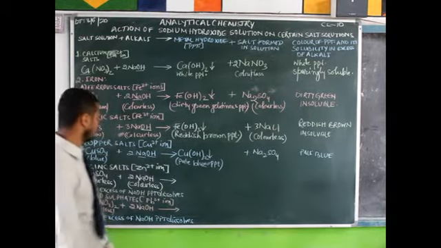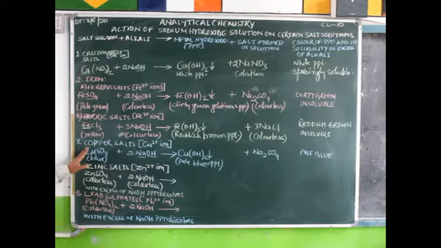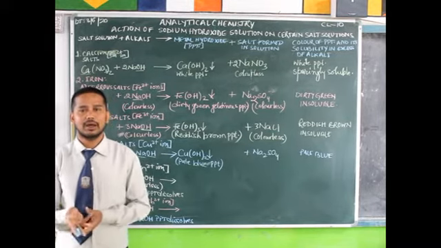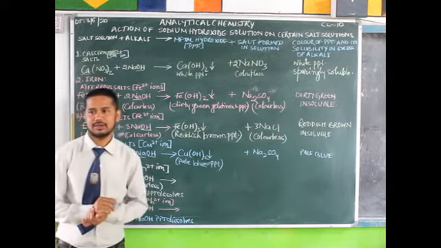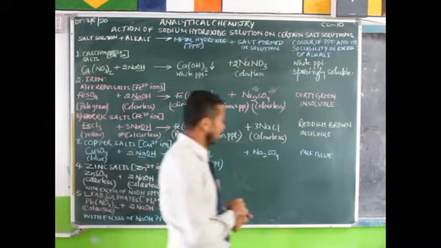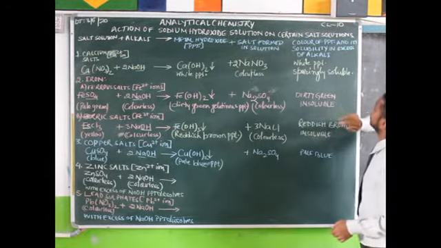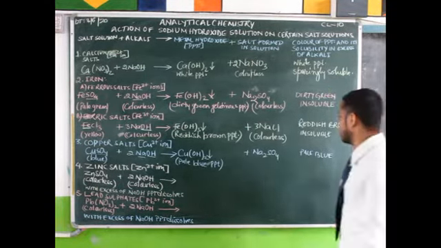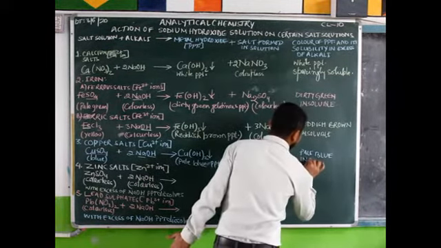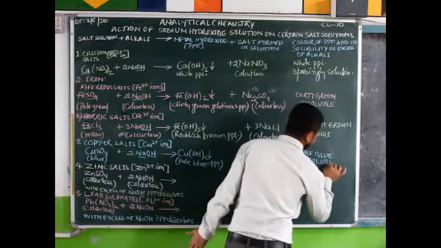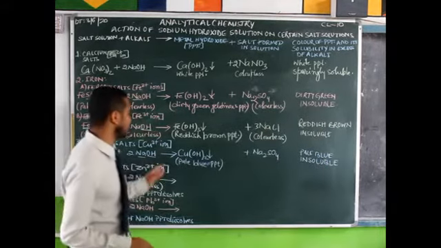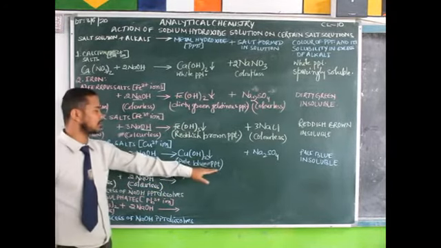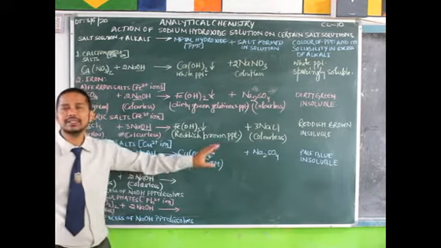Pale blue. Okay. Now, what happens if we add excess of sodium hydroxide? What will happen if we add excess of sodium hydroxide in copper sulfate solution? Then nothing. It will still be insoluble, even with excess of sodium hydroxide. This precipitate will remain insoluble.